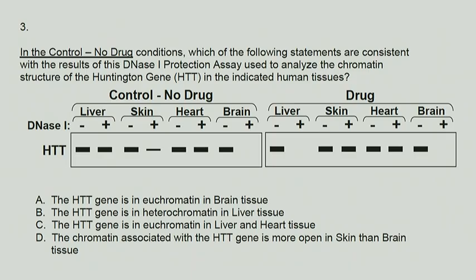Okay, so is it in euchromatin in liver and heart tissue? Since we just ruled it out of being in euchromatin in the liver, you can immediately discard this, but it's also clearly not in euchromatin in the heart tissue because it's protected both with and without DNase. You still get it on the northern blot. Gene is in euchromatin. This is not correct. Are you sure it was this question? Because there's two questions that use this image.